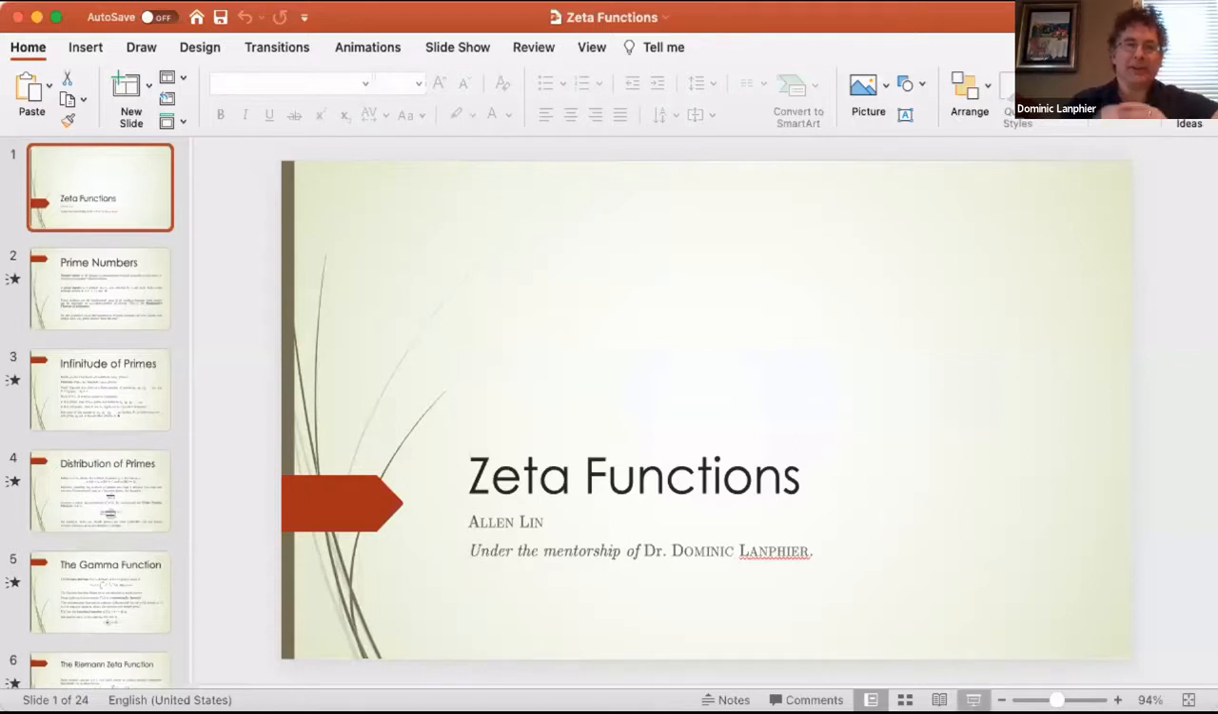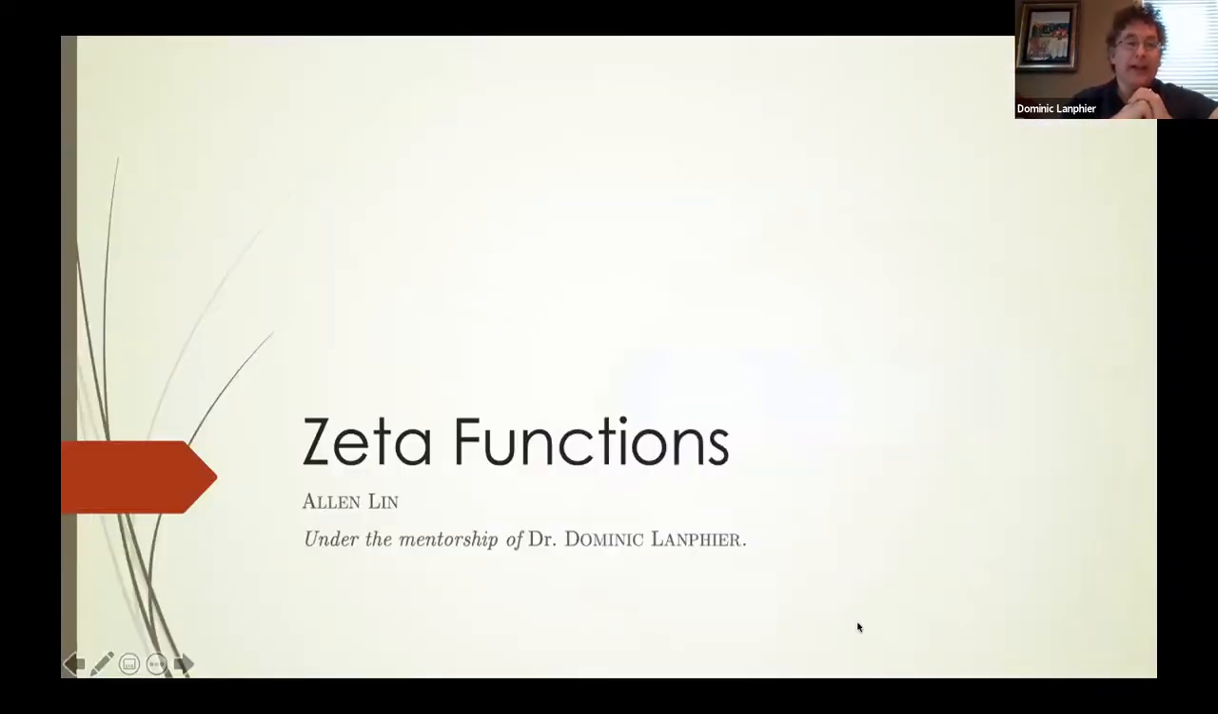Okay. Well, let me introduce our next speaker. I'll let him split the screen. This is Alan Lin. He'll be talking just broadly about zeta functions, but also some specific zeta functions. Okay. Doing the best sort of mathematics around. That's number theory. All right.